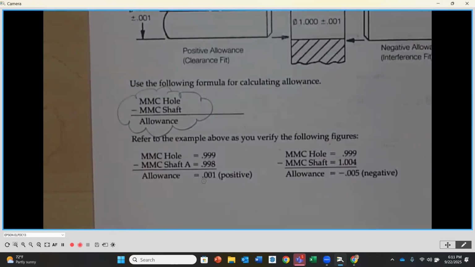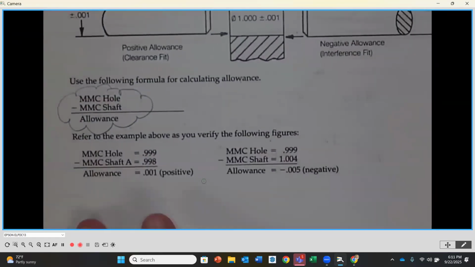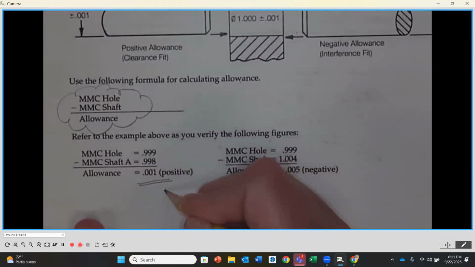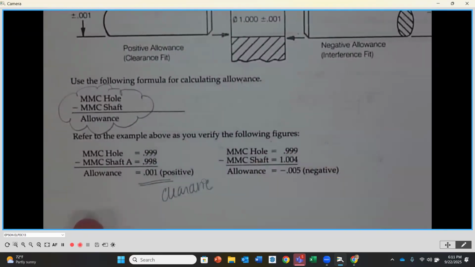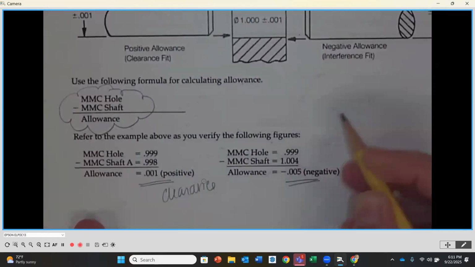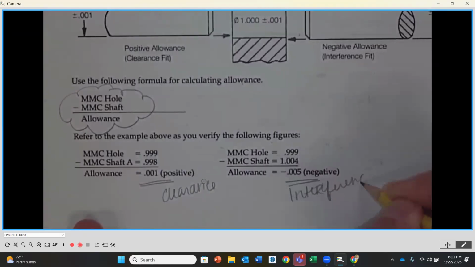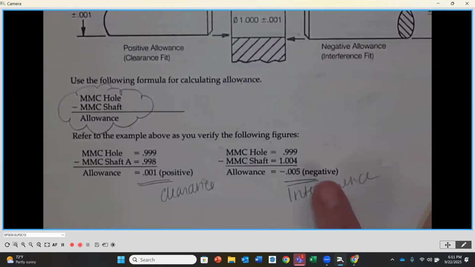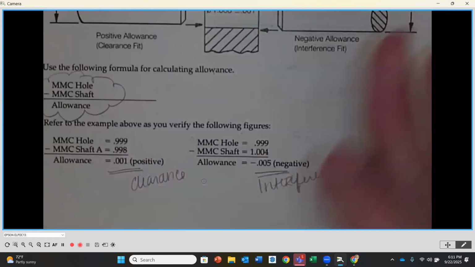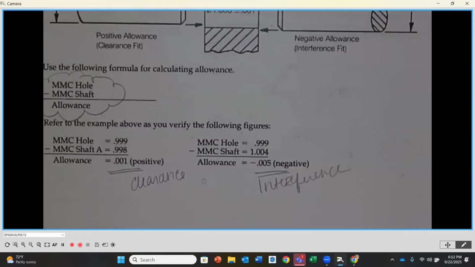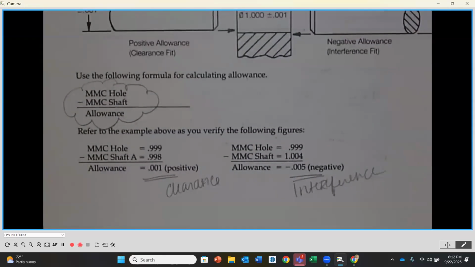We get our allowance. Now, down here, without really looking at the numbers yet, when I have a positive allowance, this is a clearance, okay? When I have a negative allowance, this is an interference. Okay? That means that in this case, 5/1000ths, both pieces are trying to share that same space. Okay? Over here, an allowance, that's the back and forth, that's the slop that we have in there. All right, that's the gap.